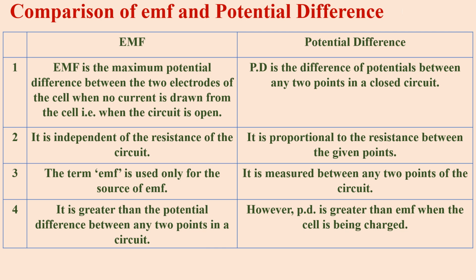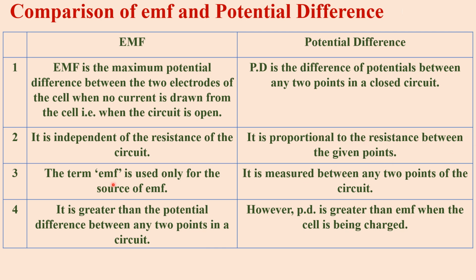Comparison of EMF and potential difference. EMF is the maximum potential difference between the two electrodes of the cell when no current is drawn from the cell, when the circuit is open. Potential difference is the difference of potentials between any 2 points in a closed circuit. EMF is independent of the resistance of the circuit. Potential difference is proportional to the resistance between the given points.